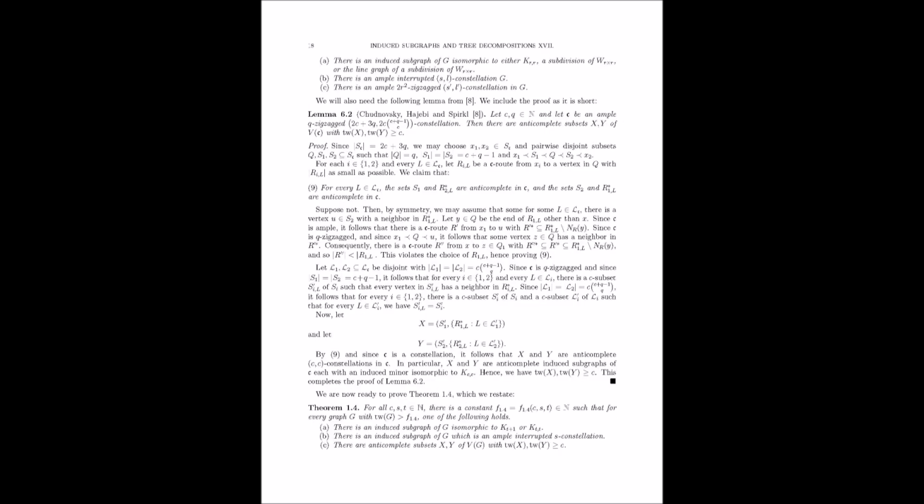Precisely. Now let's add another layer of complexity. Imagine you're trying to find two groups of nodes within this network where there are absolutely no direct connections between them. Those are your anti-complete sets. And the paper asks this very specific question. If a graph has a high enough treewidth, meaning it's sufficiently complex, does that force it to have two anti-complete sets that are themselves complex, meaning they also have large treewidth?